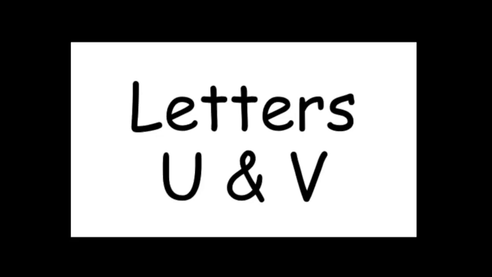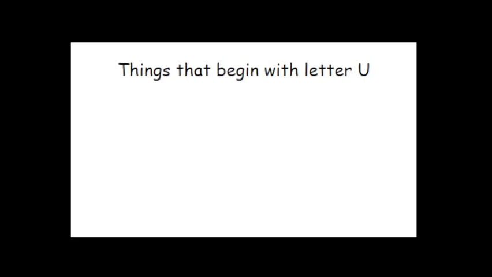In this lesson, you will be learning about the letters U and V. We will first be looking at letter U. Let's first look at the things that begin with letter U. The things to begin with letter U, you have up. This arrow is pointing up.